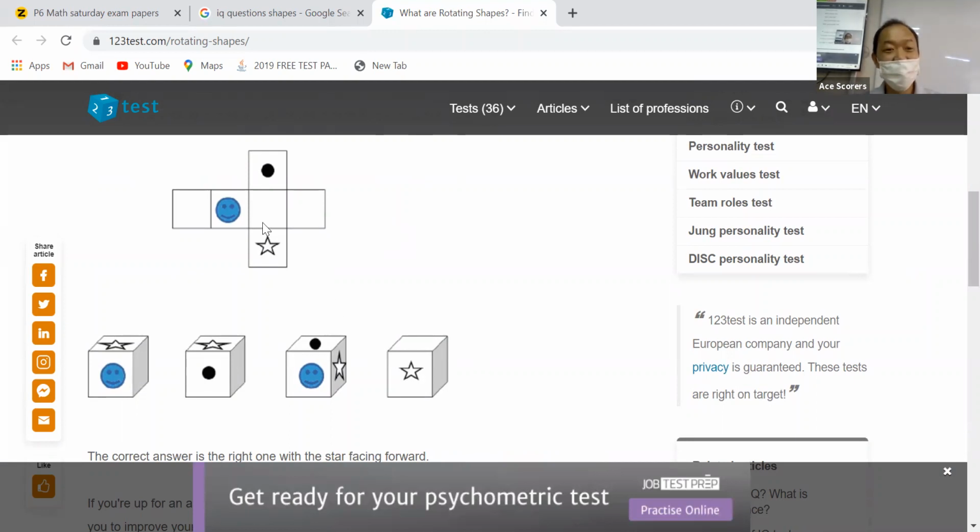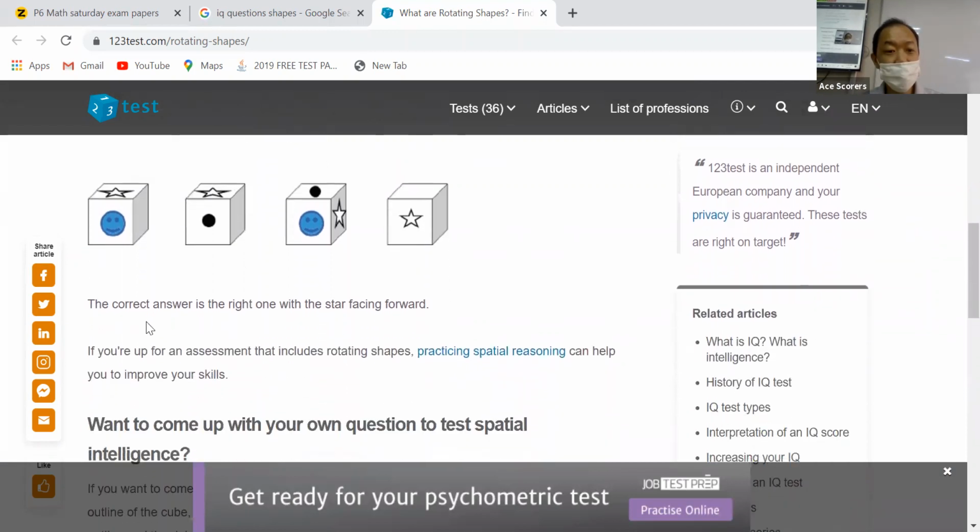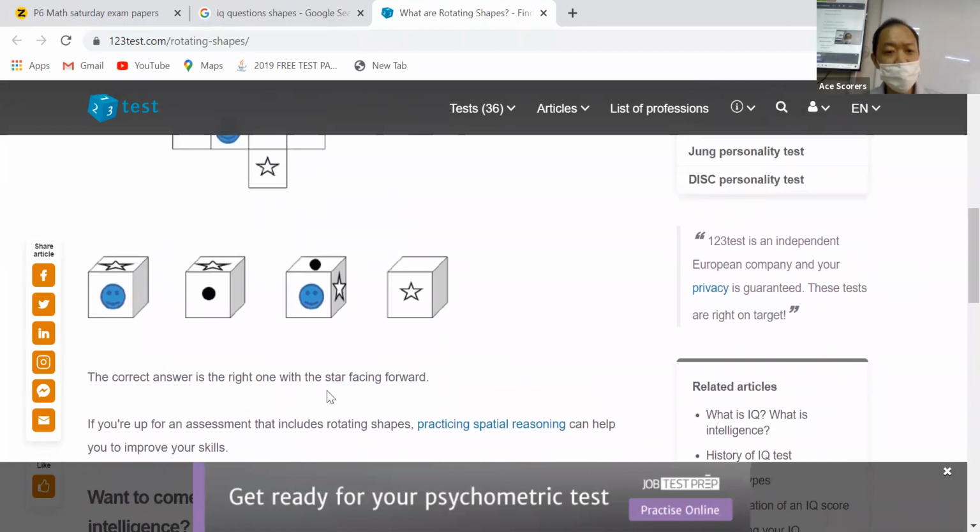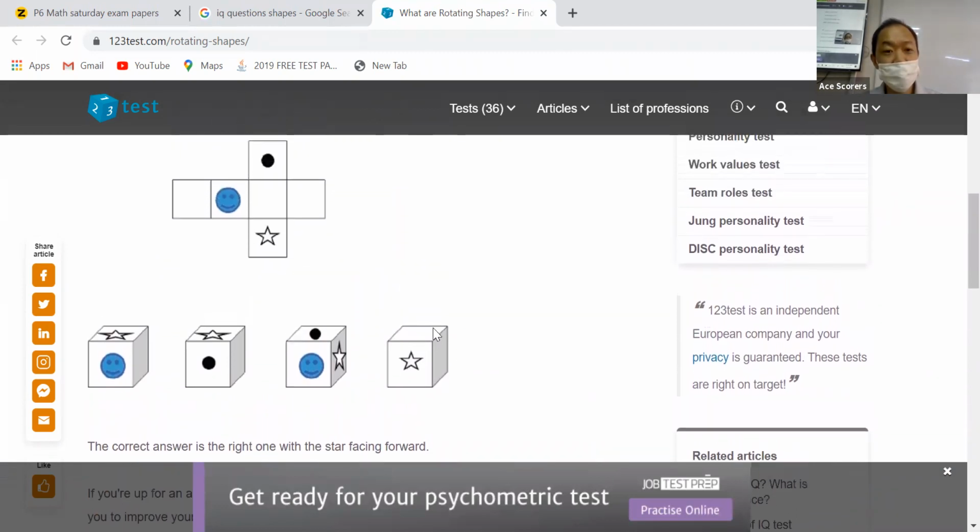So there was no tuition last time. It's number 2, I think. I don't know how you teach this stuff. Like now I have no idea. Number 2. Is it? Wait, let's see. Yeah, the correct answer is 2, the right one with the star facing forward. This answer.